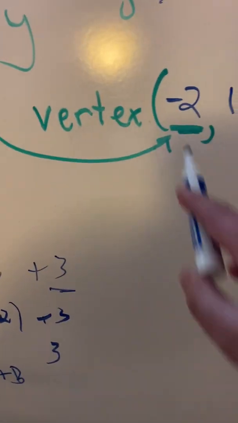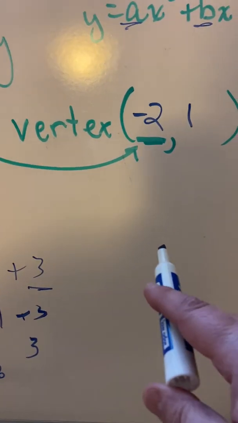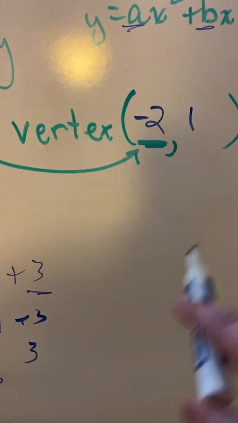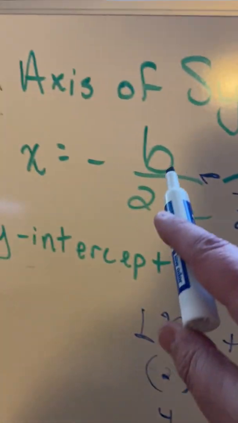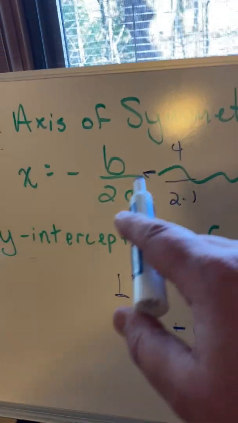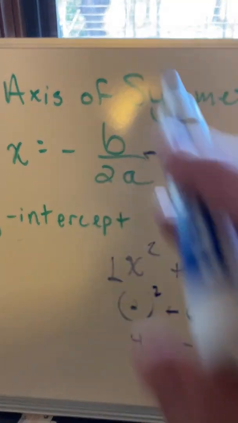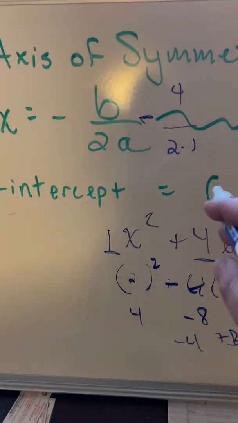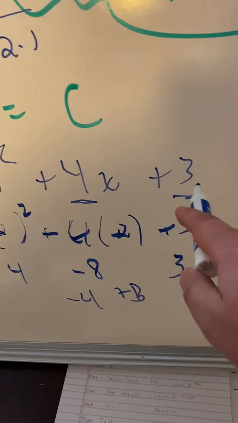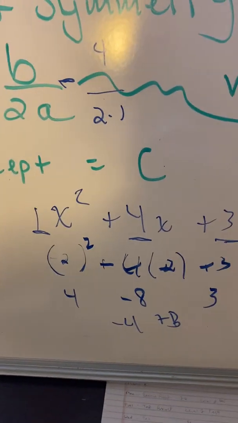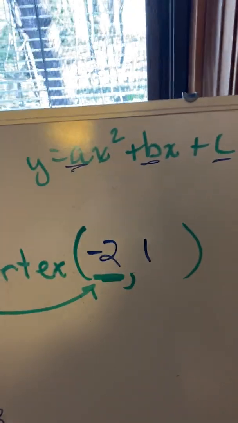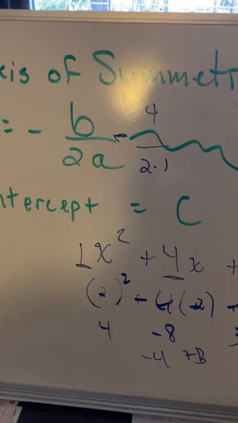That means negative 2, 1 is our turning point, where your parabolic curve turns, because we know that the axis of symmetry is that vertical line that splits your graph in half. And the y-intercept is c. Well, c is 3, so my y-intercept is 3. All of these things are based on this formula. I didn't even need to graph this sucker over there.